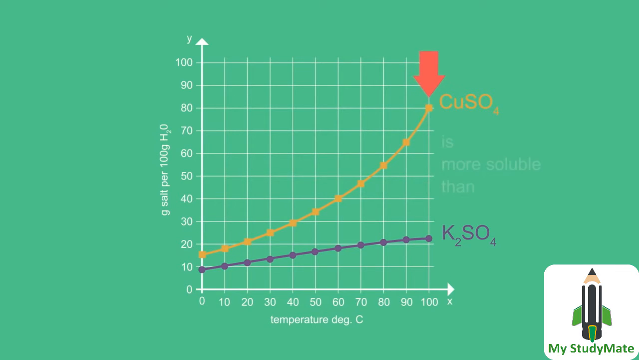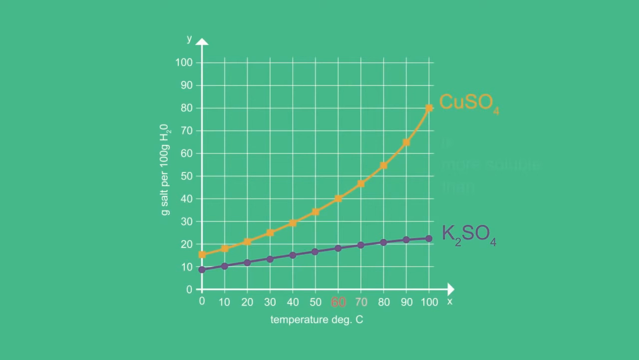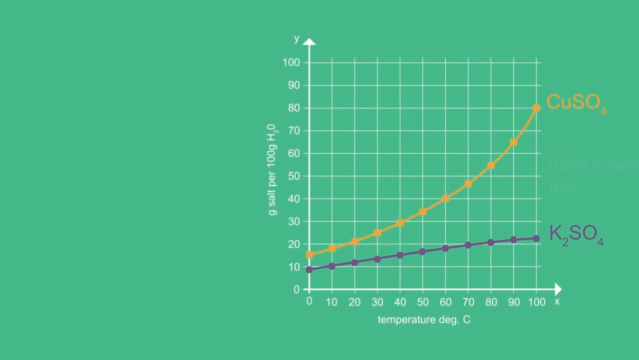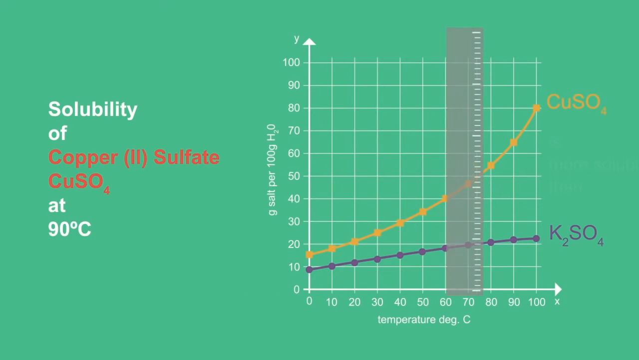Here are solubility curves for copper sulfate and potassium sulfate. We can see that for all temperatures, copper sulfate is more soluble than potassium sulfate. From a solubility curve, it is also possible to find solubility at a certain temperature. Let's say we wanted to find the solubility of copper sulfate at 90 degrees Celsius.